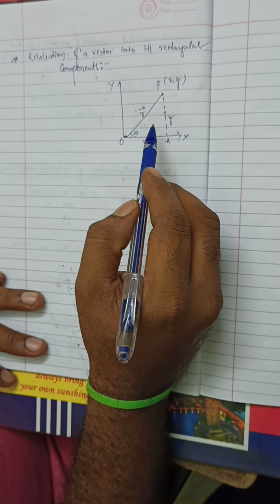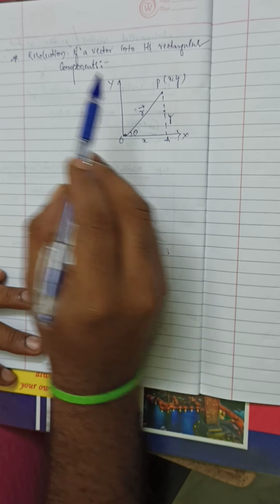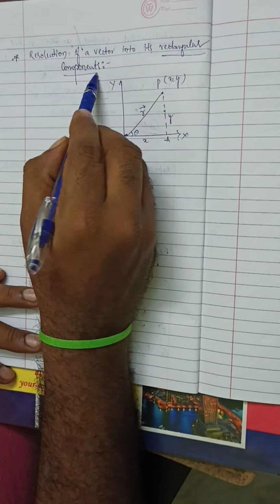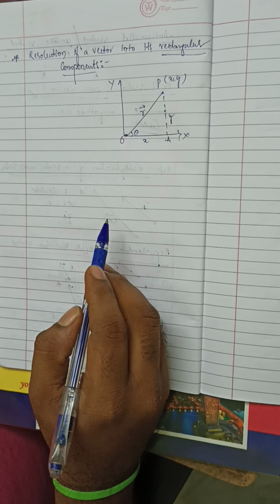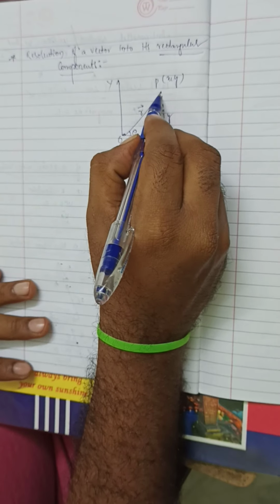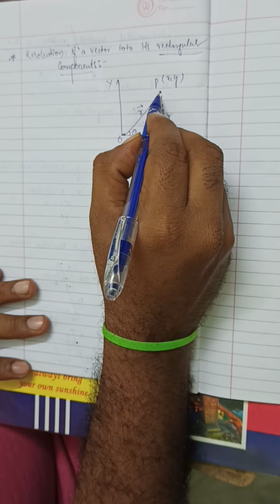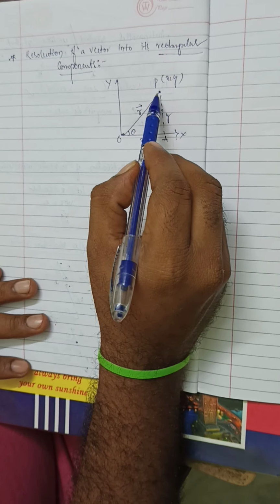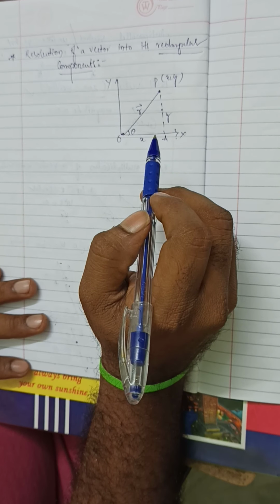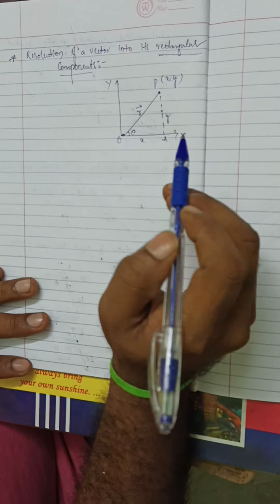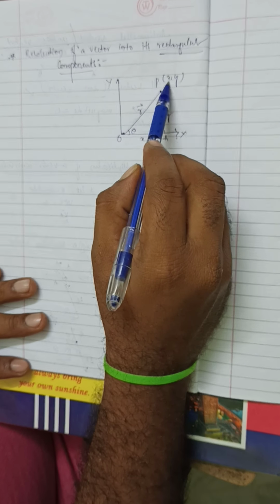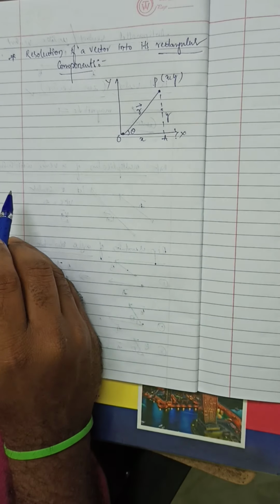Hello students. So today we are going to discuss the resolution of a vector into its rectangular components. Let us see. For example, here this will be taken as an xy coordinate system. So in this xy plane, let us take a point P which is having two coordinates x comma y.